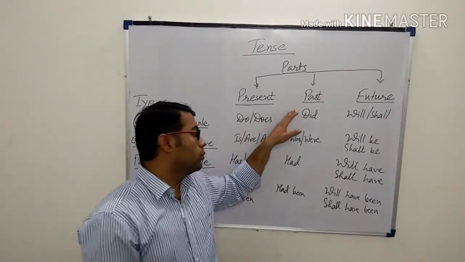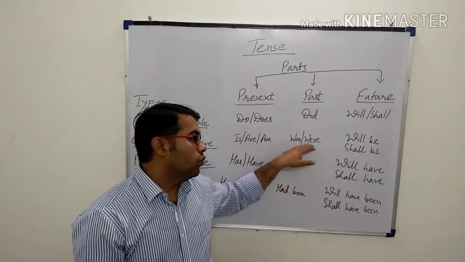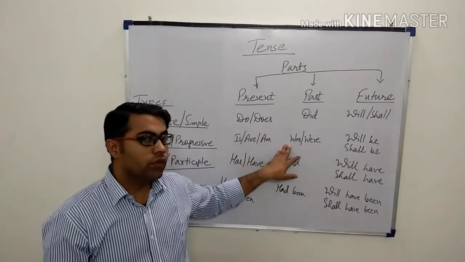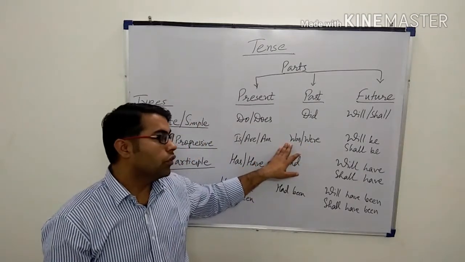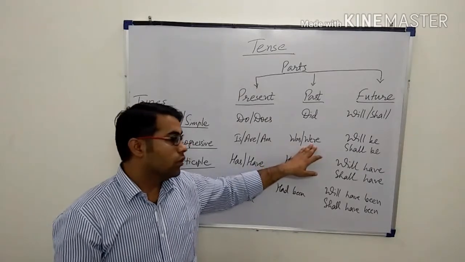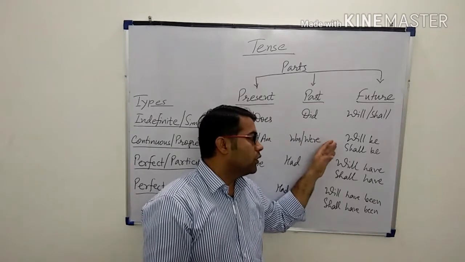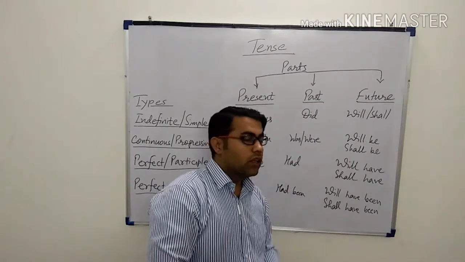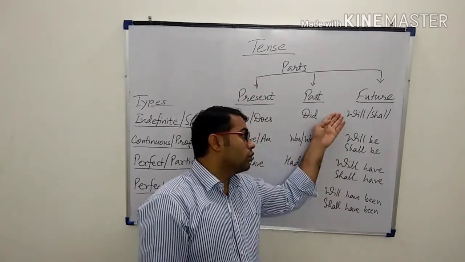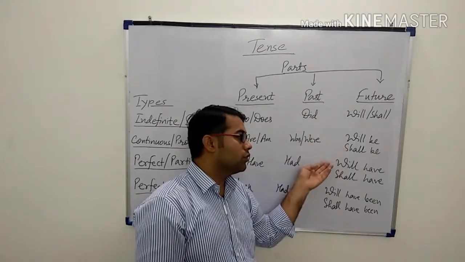If I talk about past continuous, then we use was, were with the verb. With a singular subject and I, we use was. With other subjects, we use were. If I talk about future continuous, then we apply will be and shall be. With I and we, we use shall. In future indefinite also, in future continuous, perfect, and everywhere.